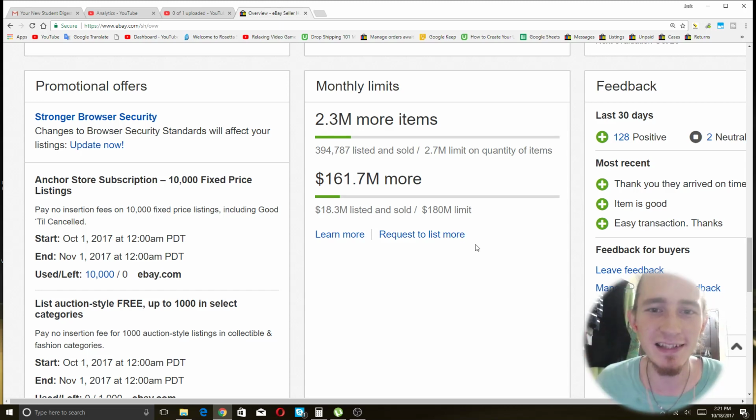But this is kind of misleading because imagine that you have an account limit of 100 items. Let's say you have to have about 3/4 of your account used in order to be eligible for an increase.